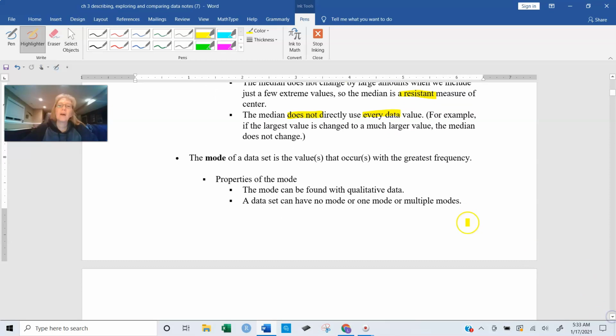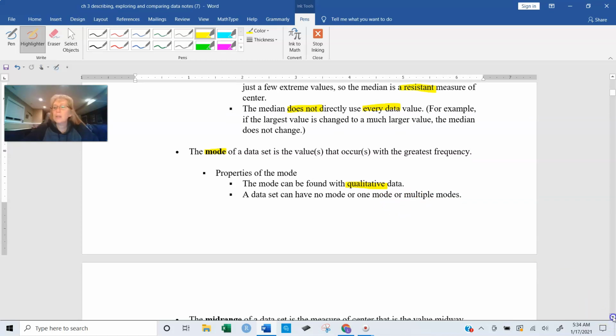Mode. Unfortunately, a lot of you have always been taught that the mode is the one that occurs the most. That is not the case. It has the greatest frequency, but there can be more than one mode. So if you have 2 or 3 things that occur 5 times, all 2 or 3 of them are considered to be the mode. It can also be found with qualitative data. It is also resistant to outliers.